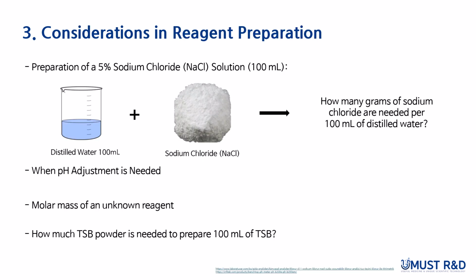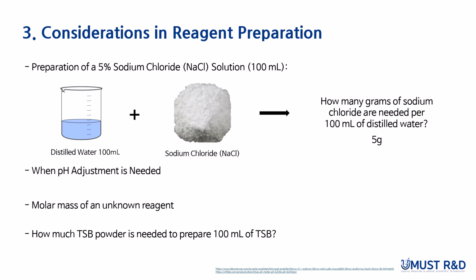Let's summarize today's content by answering a simple quiz about what to consider when preparing reagents before an experiment. How many grams of sodium chloride are needed to prepare a 5% sodium chloride solution with 100 milliliters of distilled water? As we studied earlier, to prepare a 5% solution, 5 grams of sodium chloride is required for 100 milliliters of solution. When preparing buffer solutions, pH adjustments are critical.